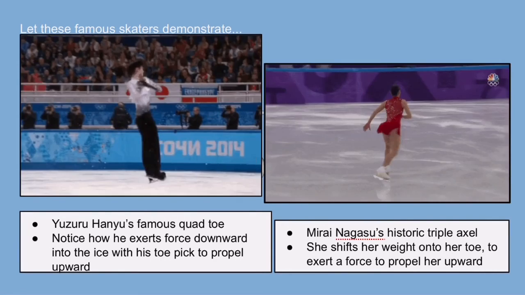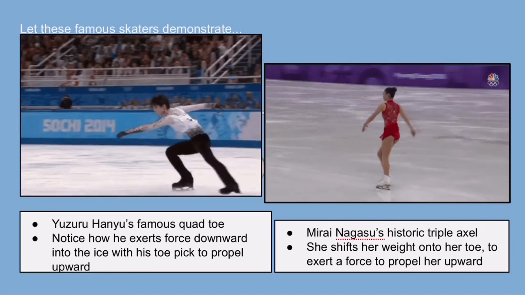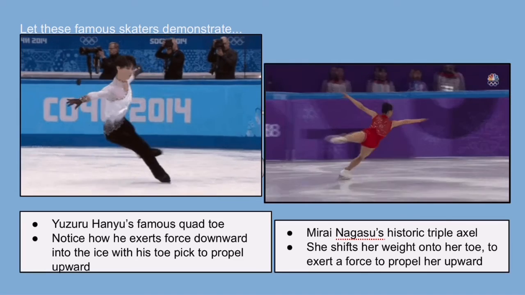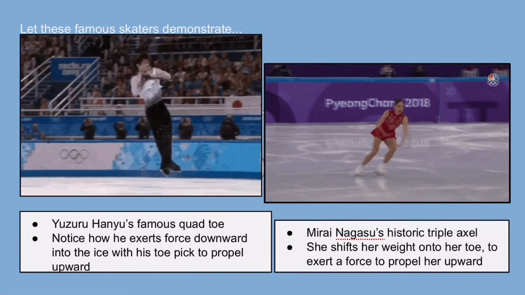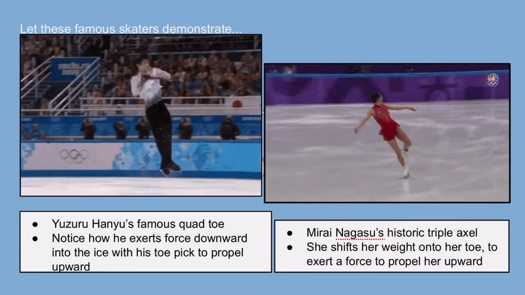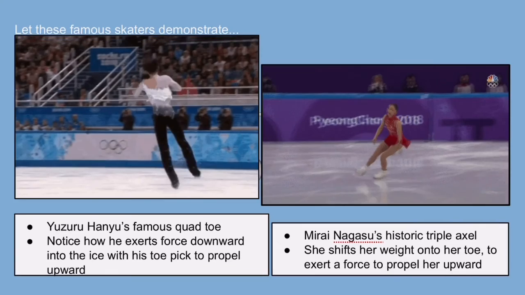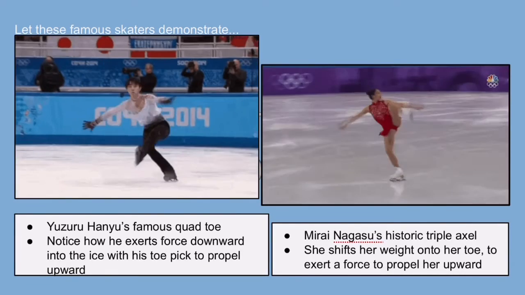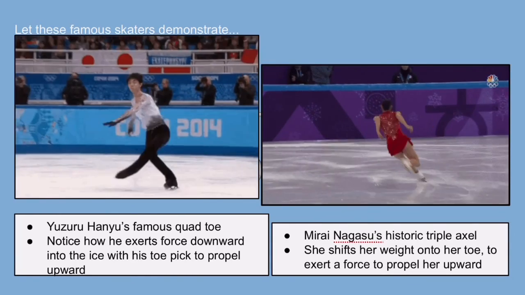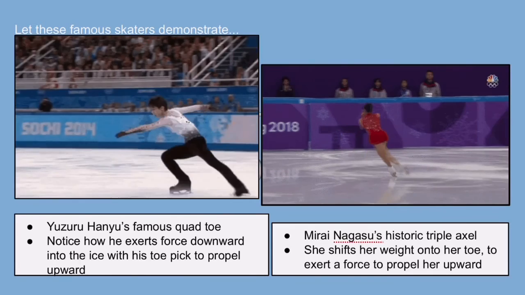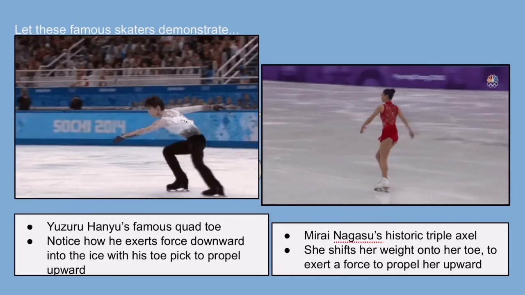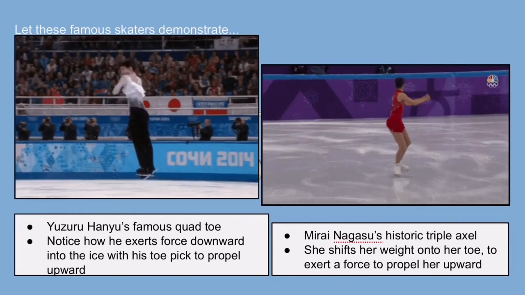So, since we figured that out, we can look at the different takeoffs of two famous skaters. On the left is Yuzuru Hanyu, who is famous for his quad jumps, which is 4 rotations in the air. So in the left picture, you can see him push his foot onto the ice, and that's how he exerts enough force downward to propel himself upward. And then on the right, we have Mirai Nagasu, whose historic triple axel made big applause at the 2018 Olympics. And she shifts her weight onto her toe to propel herself upward.